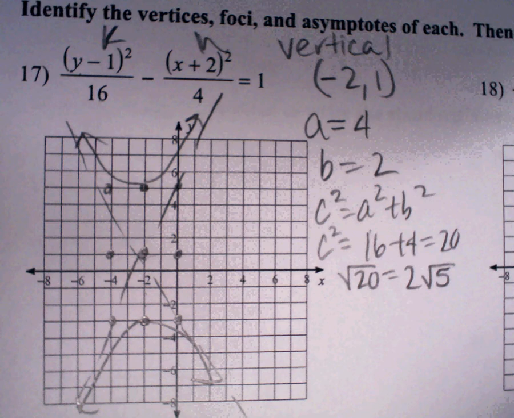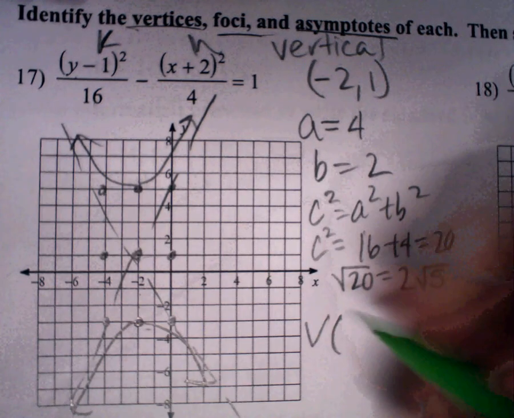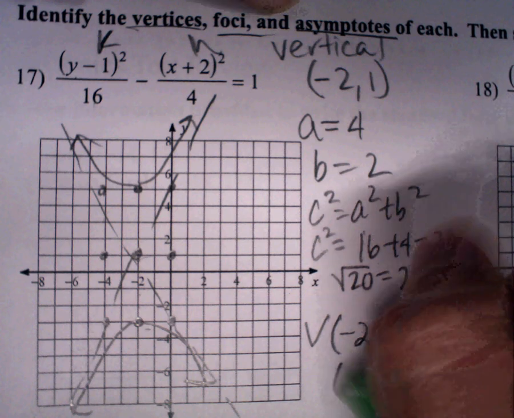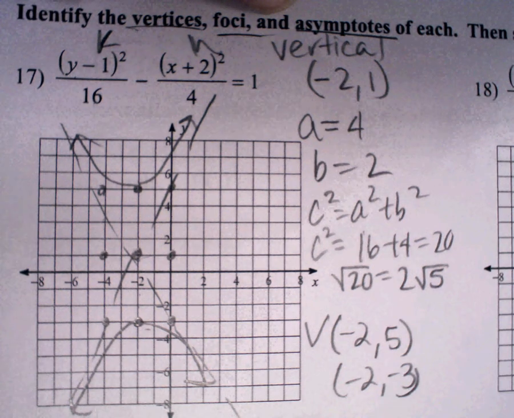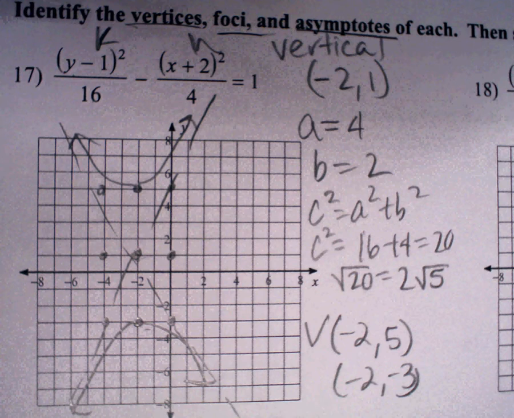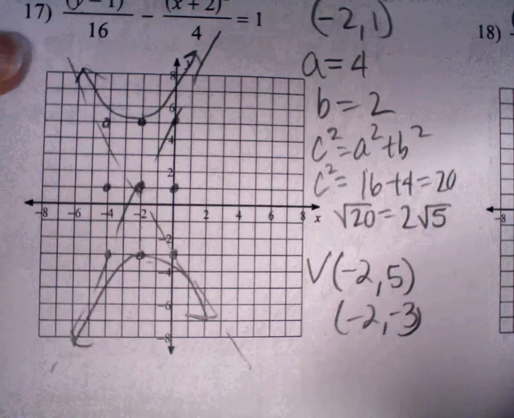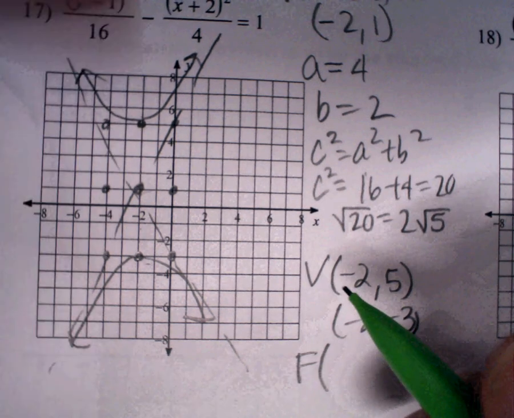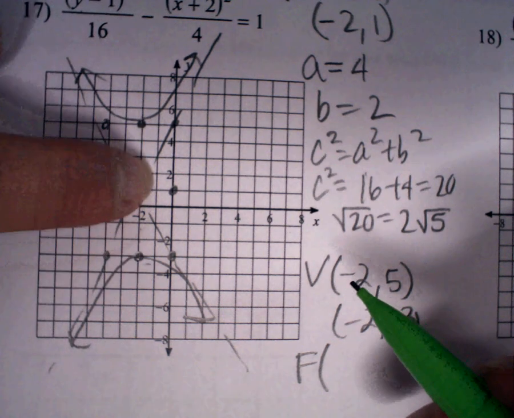Now I ask for some specific things: vertices, foci, asymptotes. Vertices are where your two parabolas are, so that's negative 2, 5, and negative 2, negative 3. My foci is going to be on my major axis, which in this case is called the transverse axis. So it's the one where the two parabolas are off of. Okay, so in this case it would be the y.